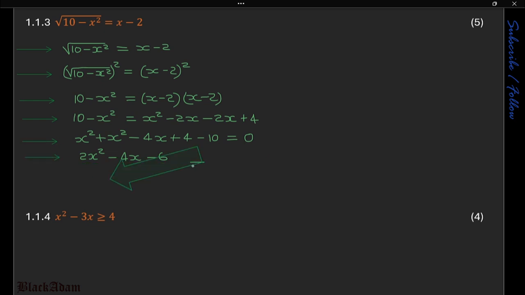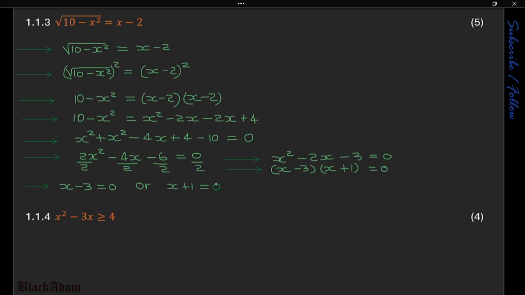And now we divide by 2 on both sides. 2 divided by 2 is 1, that's x squared, negative 4 divided by 2 is negative 2x, and negative 6 divided by 2 is negative 3. And then we factorize. We have x and x, making x squared, and negative 3 plus 1, so that's the factor of negative 3. Then x minus 3 equals 0, or x plus 1 equals 0. So x equals 3 or x equals negative 1. So that's our answer.